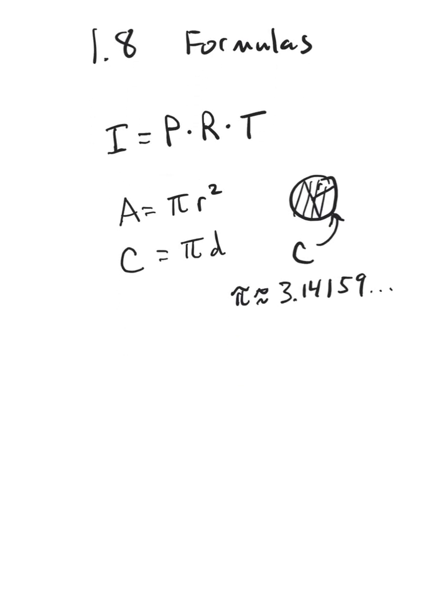A couple other formulas just to throw out. The area of a triangle is 1/2 base times height, so BH. So that might look like this. You have a triangle that looks like this. B is that base. The height would be the vertical distance.